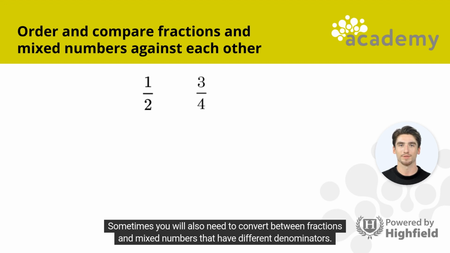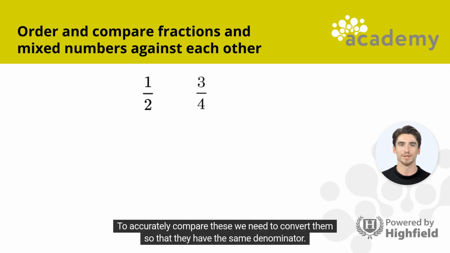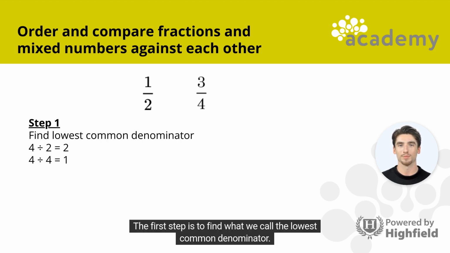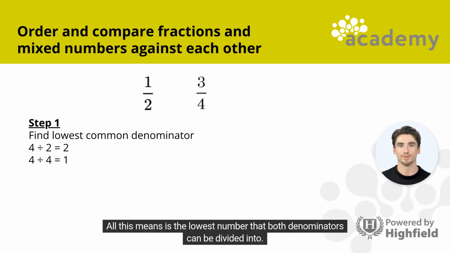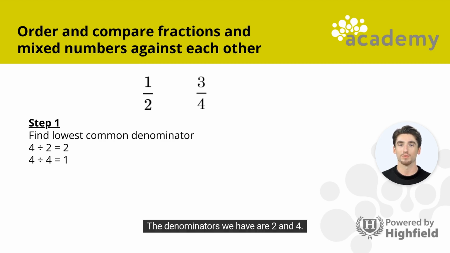Sometimes you will also need to convert between fractions and mixed numbers that have different denominators. Here are 2 fractions, 1/2 and 3/4. To accurately compare these, we need to convert them so that they have the same denominator. The first step is to find what we call the lowest common denominator. All this means is the lowest number that both denominators can be divided into. The denominators we have are 2 and 4.